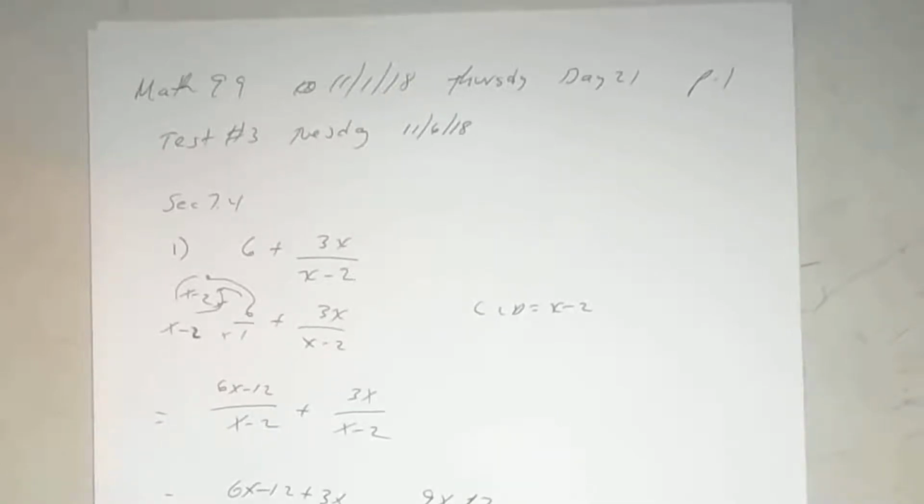Once you find the LCD, the next step is to write as one fraction. My denominator is going to be x minus 2. So you're going to say 6x minus 12 plus 3x. Combine like terms. What do I get? 9x minus 12 over x minus 2.